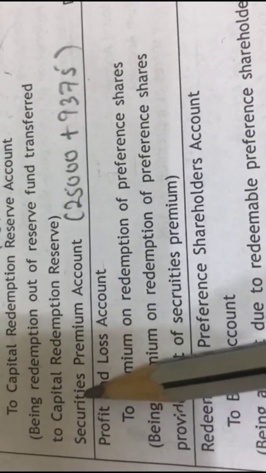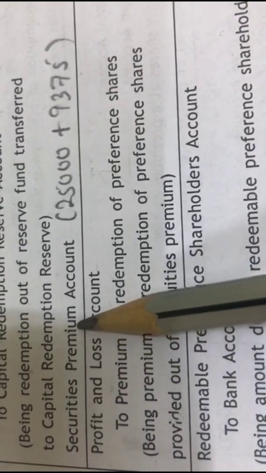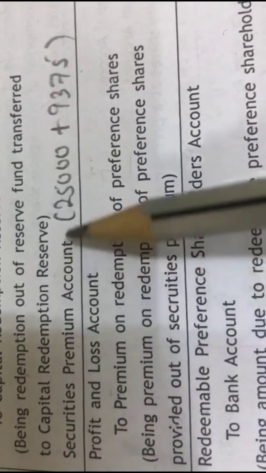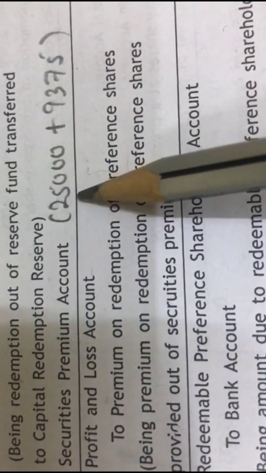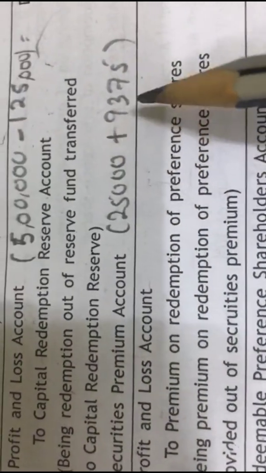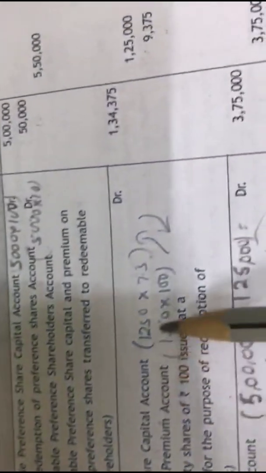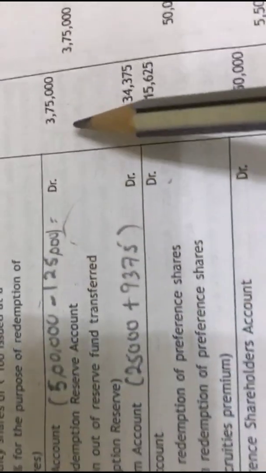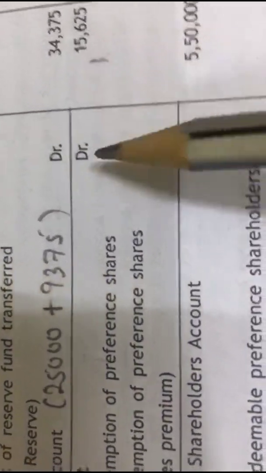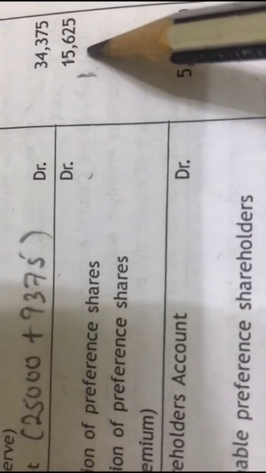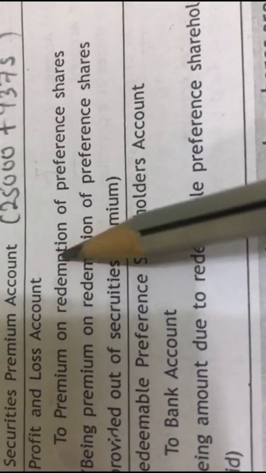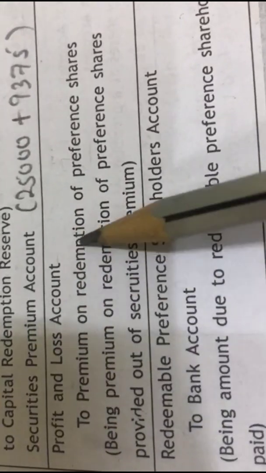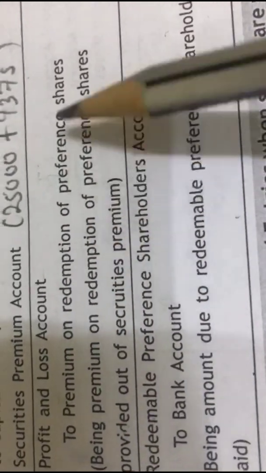So how much was the amount of premium payable to preference shareholders? 50,000. So how are you making an arrangement? In the problem they had given that 25,000 is the balance remaining, and this 9,375 is the amount of securities premium when you have issued shares at premium. So total you get 34,375. Still you need 15,625. For this you can take a profit and loss account balance. So what is the journal entry? Securities premium account debit, profit and loss account debit, to premium on redemption of preference shares.